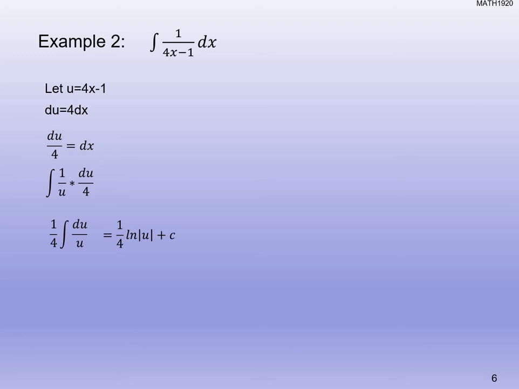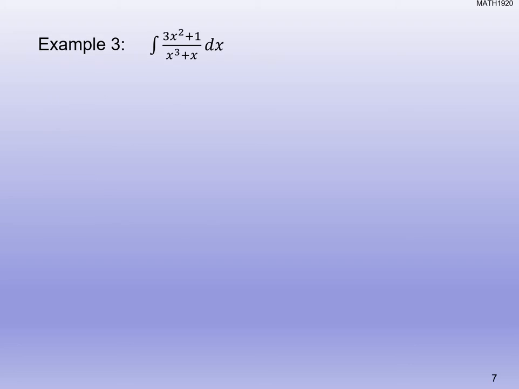Don't forget the plus c. Then we have to replace u with what we substituted in the beginning. So we end up with 1/4 natural log of the absolute value of 4x minus 1 plus c. And remember, don't forget the plus c because these are indefinite integrals. If we had limits of integration, then we would evaluate them out.